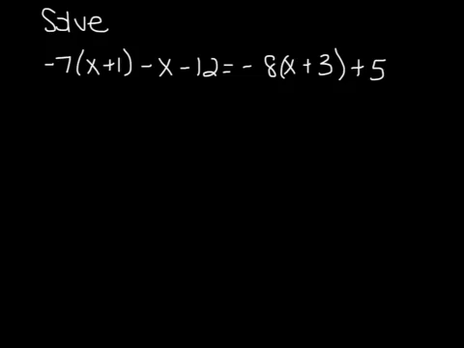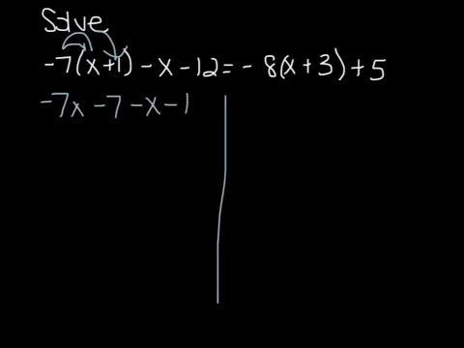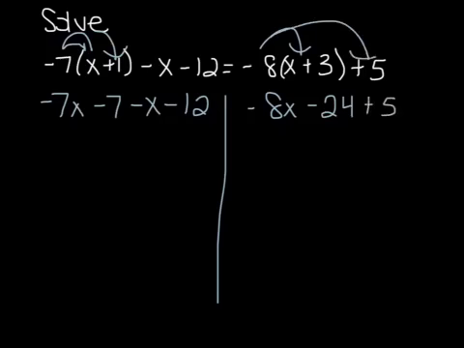Last one we're going to solve. First thing I'm going to do is distribute. So I have negative 7x minus 7 minus x minus 12. Distribute negative 8x minus 24 plus 5. So let's combine like terms. Negative 8x, 12 and 7 is negative 19.